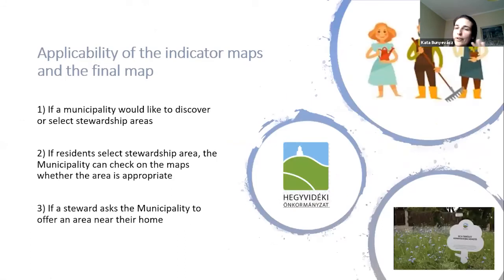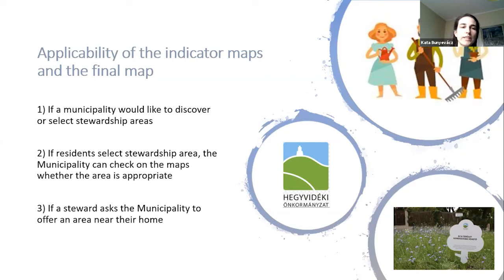How the different maps are produced and the final map can be applied by municipalities, I think there are 3 ways. This analysis can be practical, not just scientific. For example, if a municipality would like to discover or select stewardship areas, launching the program from the beginning, and would like to see where this program could start at all.